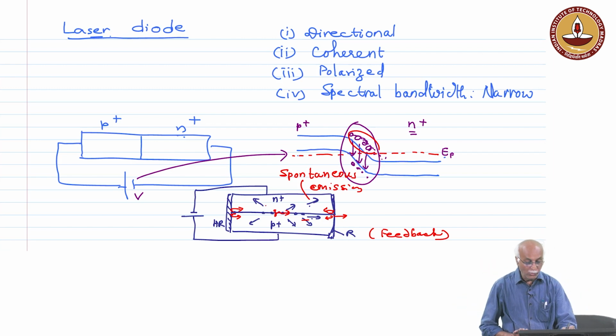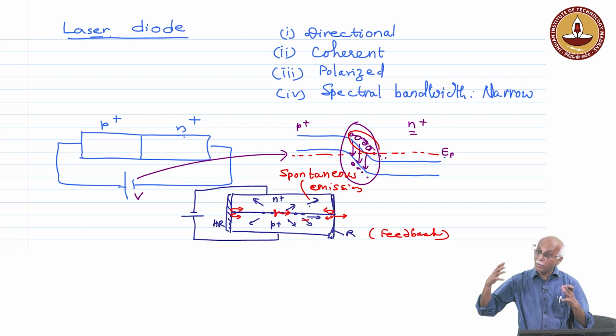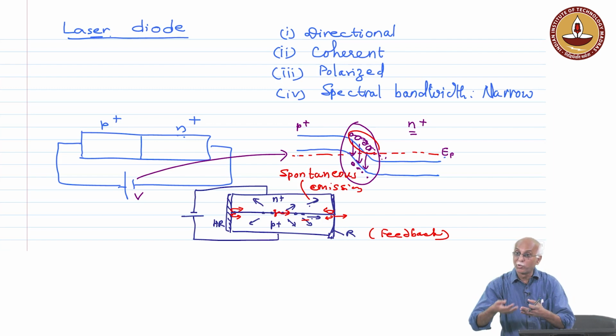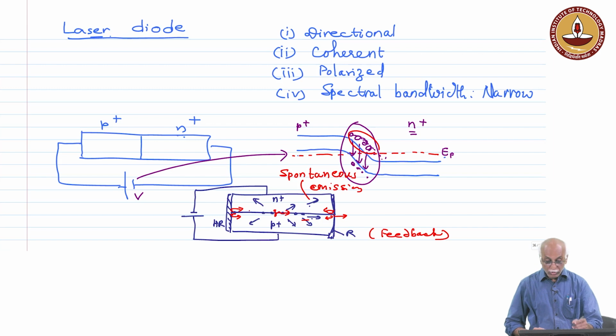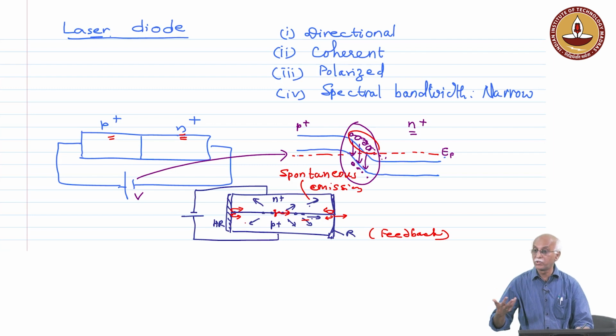Always there will be spontaneous photons which are emitted, but the number of those photons is quite less as compared to the photons which are going to and fro, and exciting a few more photons while passing through this medium. So this medium, under n plus, p type, becomes a stimulated emission medium, and the amplification comes into the picture.